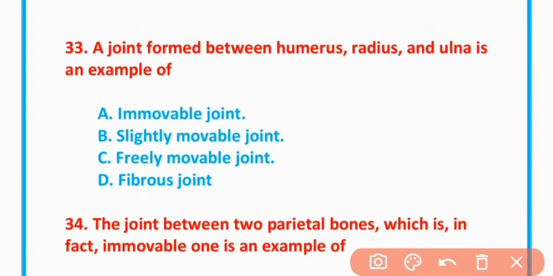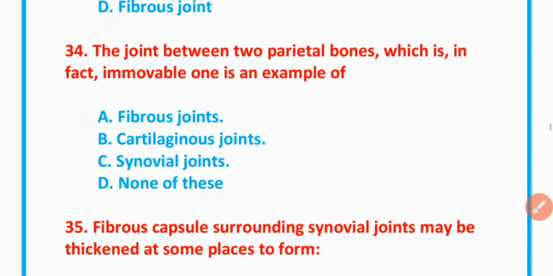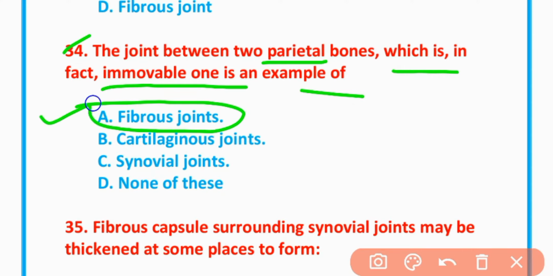MCQ number 33. A joint formed between humerus and radius and ulna is example of freely movable joints. Option C is correct. The joint between two parietal bones which is in fact immovable one is an example of fibrous joint. Option A is correct. Fibrous joints.